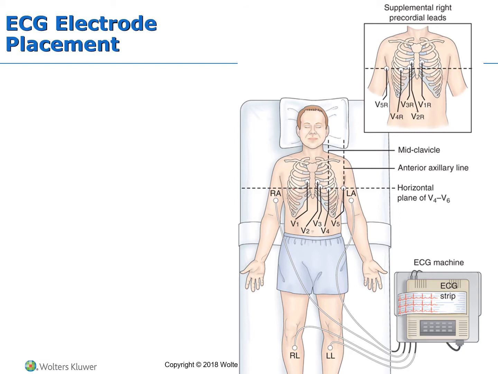As far as ECG placement, you can look at the picture and it tells you where to put 1, 2, 3, 4, 5, and then you have right and left arm and right and left leg. Sometimes you'll see them actually put them on the thighs instead of down on the legs. It just depends on how quickly they're trying to get the ECG.